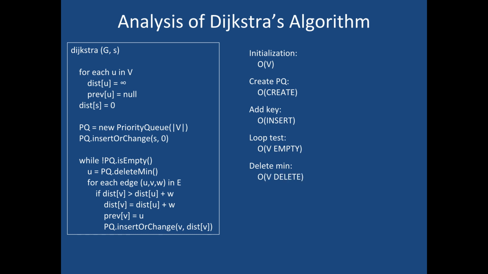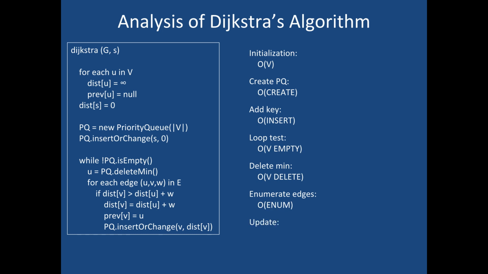V times the cost of a deletion. We're going to have to enumerate all the edges, and we've seen this trick before: the amount of work it takes to find all the edges out of U varies depending on how many edges there are. But over the life of the entire while loop, you've got to consume the entire data structure. So it's basically proportional to the size of the data structure.